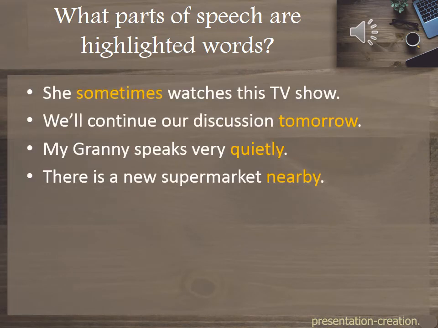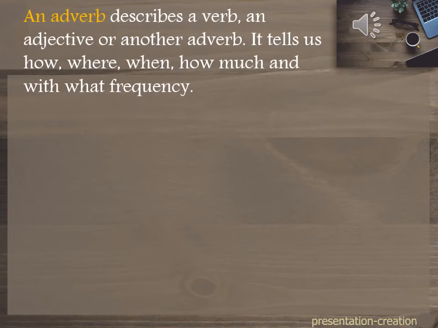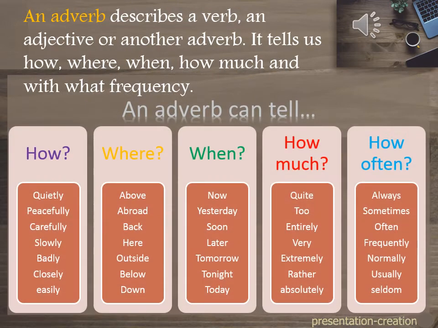Read the sentences please and think. What parts of speech are the highlighted words? They are adverbs. An adverb describes a verb, an adjective, or another adverb. It tells us how, where, when, how much, and with what frequency. Stop the video please and read the examples.